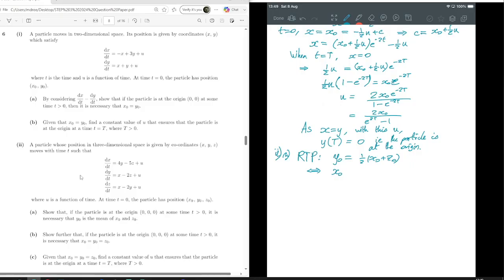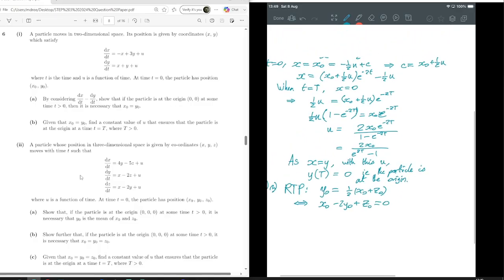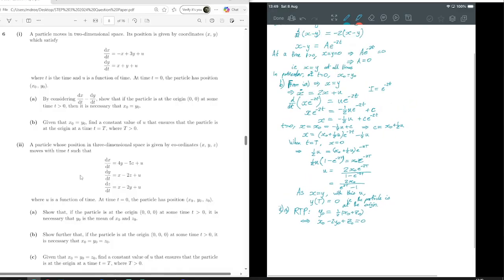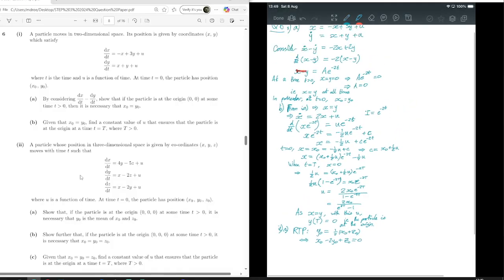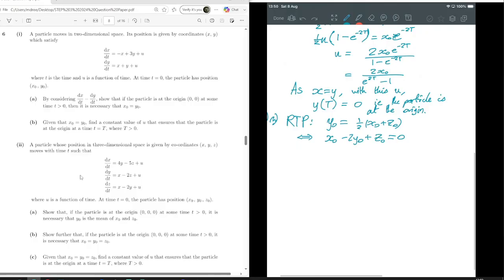x naught, I'm going to times through by 2 and put everything on the same side, this thing is equal to 0. The reason I've done that is because that feels very much like the condition we got here with x minus y being equal to something. So I would quite like to create an equation that looks like this. So I'm going to consider the derivative of this style of expression and hope that that's the expression where all the coefficients do the beautiful stuff.